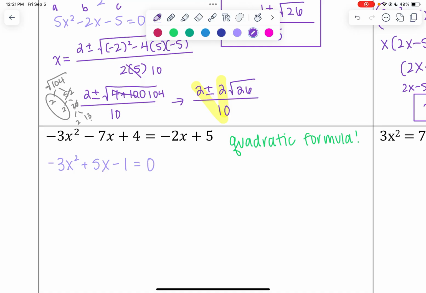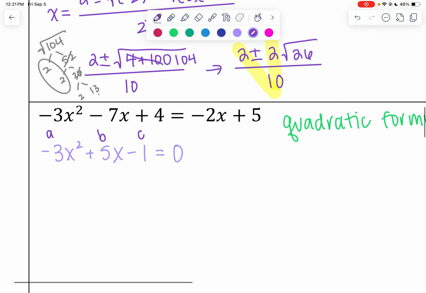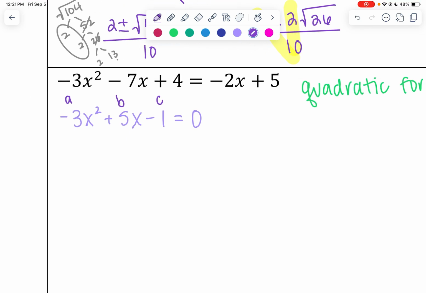So back to this, I'm going to be stuck doing quadratic formula. I know that A is -3, B is 5, and that C is -1. And that goes back to that ax squared plus bx plus c form, okay? So from here, I'm going to do quadratic formula, and I'm just going to plug the numbers in. I'm not going to worry about simplifying anything yet, okay?